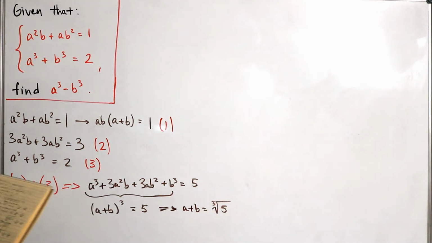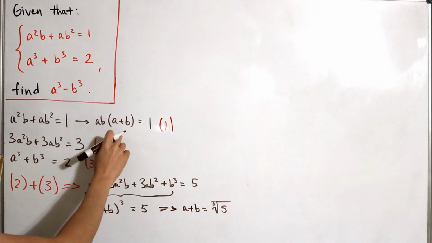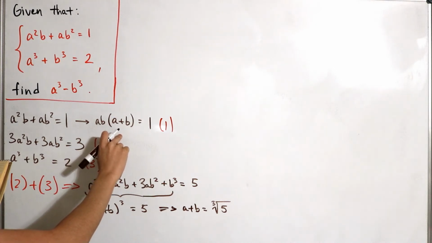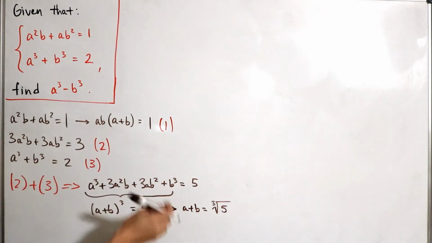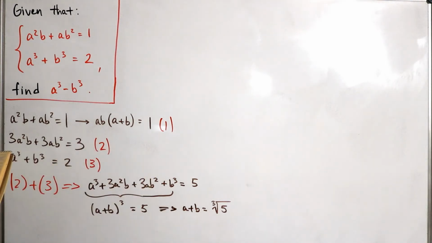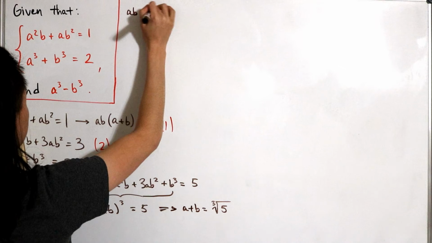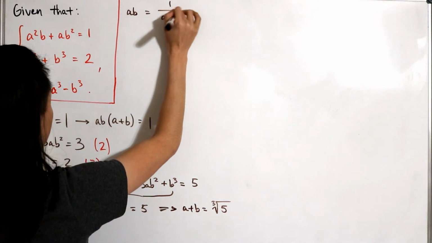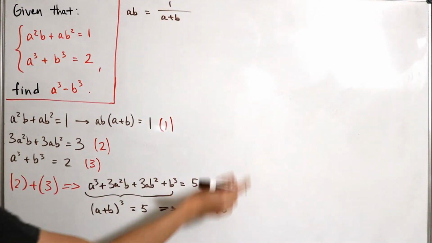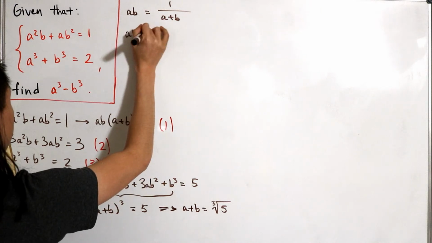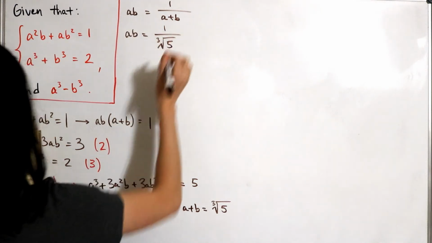Now moving further ahead, let's go back to our equation 1. We know that equation 1 is a times b, multiplied by a plus b quantity, is equal to 1. Let's divide both sides by a plus b. So now we have a times b is equal to 1 divided by a plus b. Interestingly, we just solved for what a plus b is equal to. So we know that a times b is equal to 1 divided by the cube root of 5.